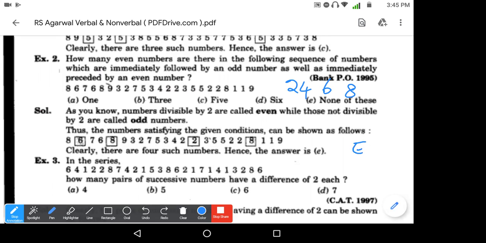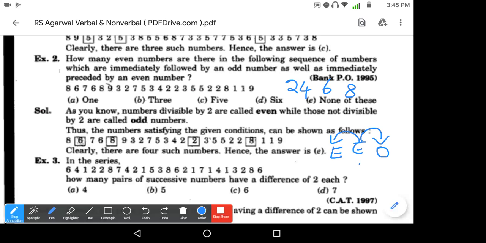So they're asking us how many even numbers there are. I'll write it as E. Okay, with the condition. What is the condition? Immediately followed by an odd number. So after even, there should be an odd number, and immediately preceded by an even number. So first you should have an even number, then an even number, and then an odd number.